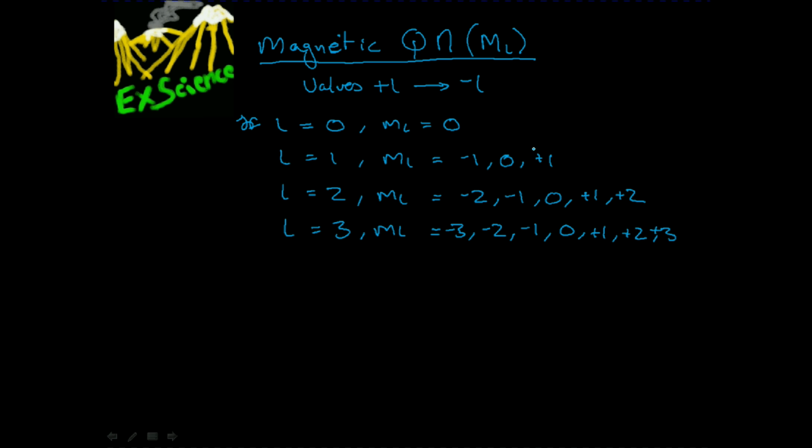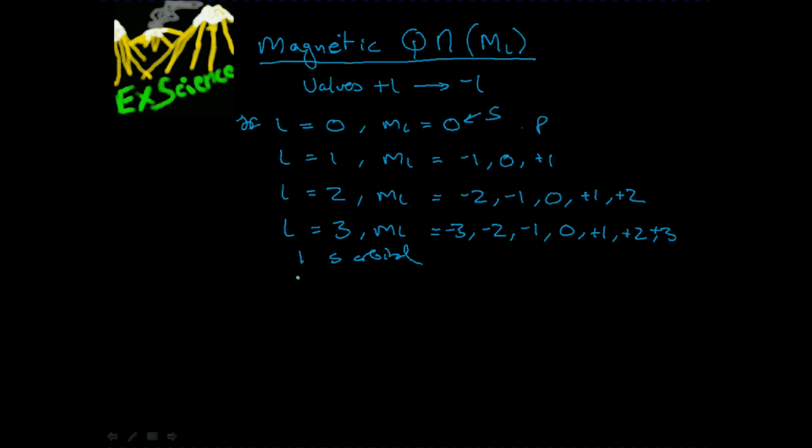So this gives rise to the number of each kind of orbitals. For s orbitals, we can only get 1, because there is one value of 0. For p orbitals, there's 3 values, so there are three orbitals to a p orbital. If L equals 2, then we can have 5 d orbitals, and if L equals 3, we can have 7 f orbitals.